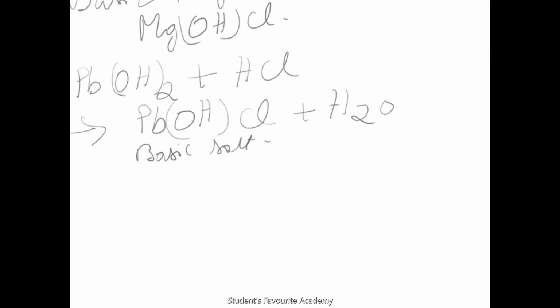Then double salt. Now, double salts are formed by the union of two simple salts that dissolve in water and crystallize. Okay. So, double salts, how are they formed? When two salts dissolve in water, and after they dissolve in water, you crystallize it. So, a double salt is formed. Okay.